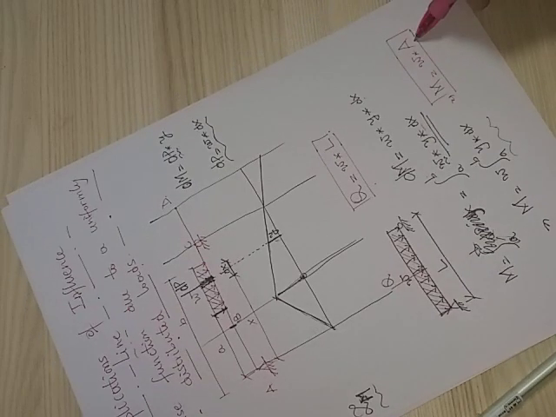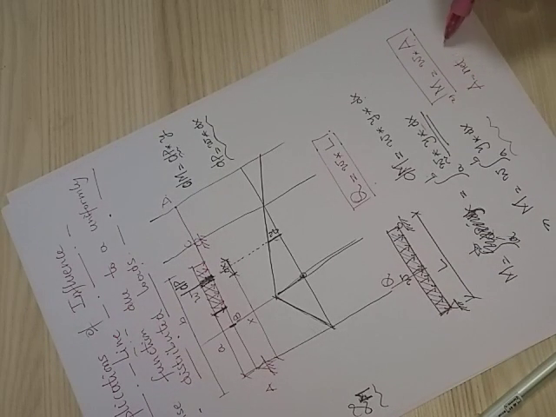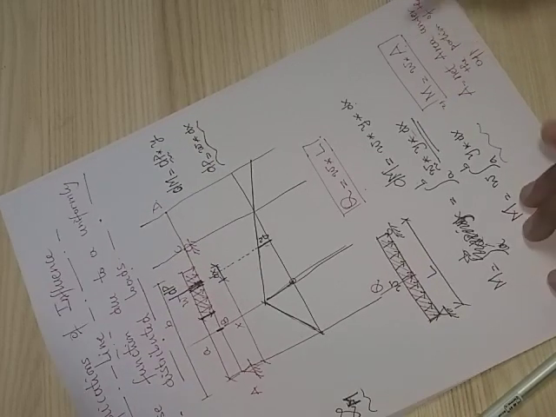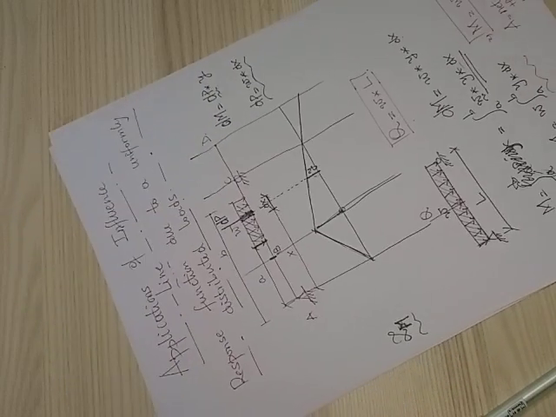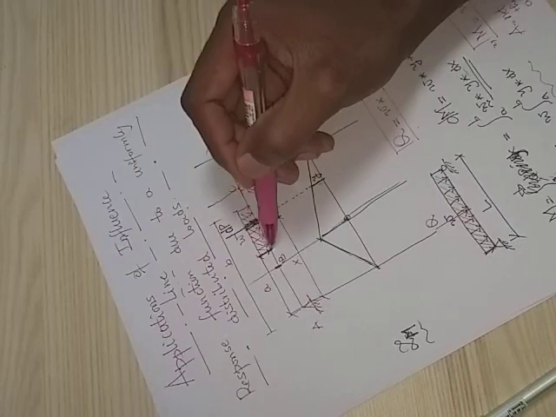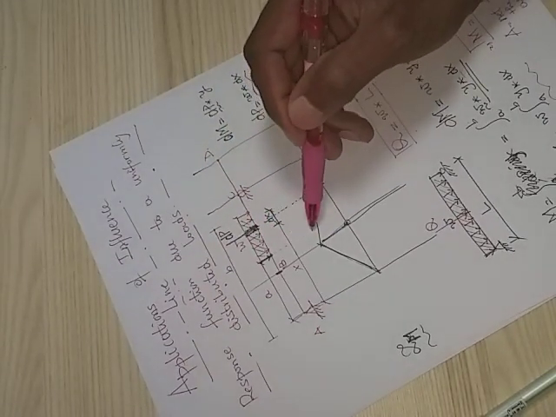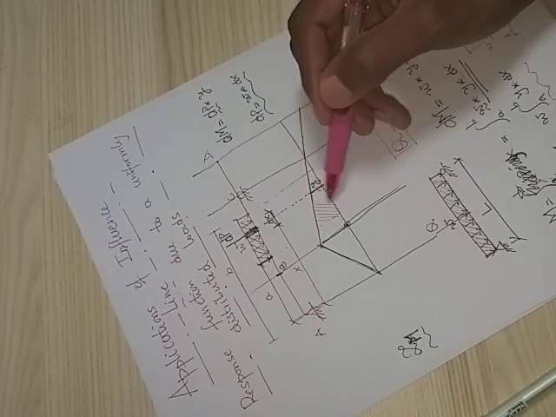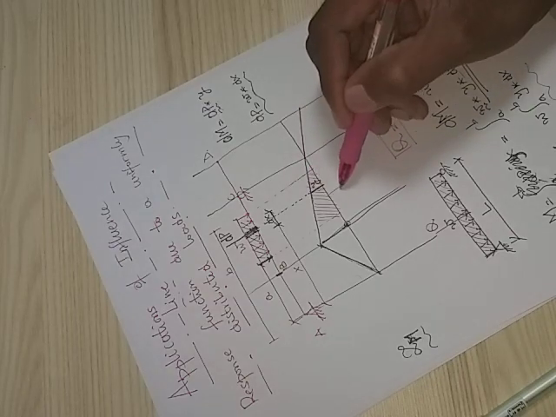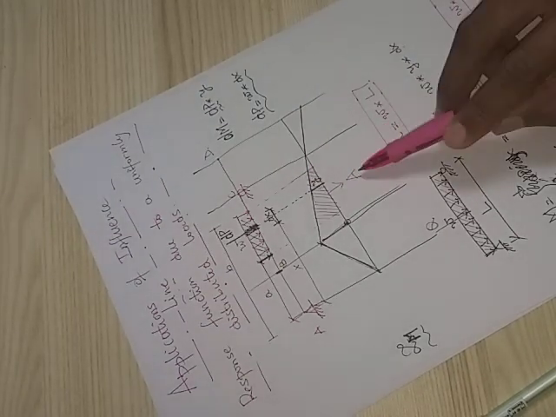This capital A is the net area under the portion of the applied load. So in our case, what is the area? We know that our load is applied from A to B, so our area is this portion here. This is our area.